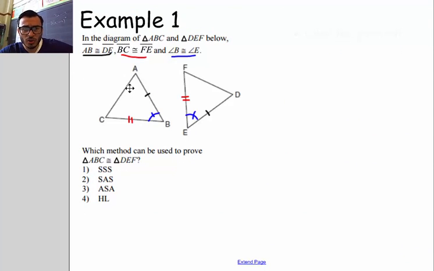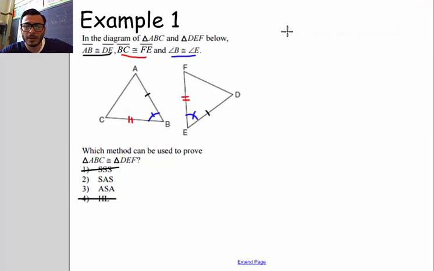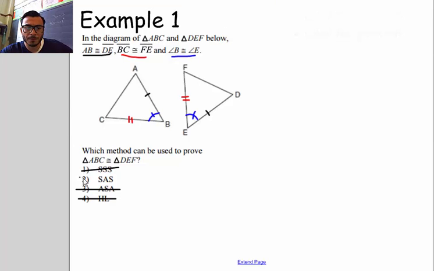And which method could we use here? Well, we can't use side, side, side because we would need to show 3 corresponding sides are congruent, and we only have 2 corresponding sides that are congruent. And it's not HL because we're not dealing with a right triangle. We don't have a right angle. And it's not going to be angle side angle because we only have 1 pair of corresponding angles. So by process of elimination, you are left with choice 2.